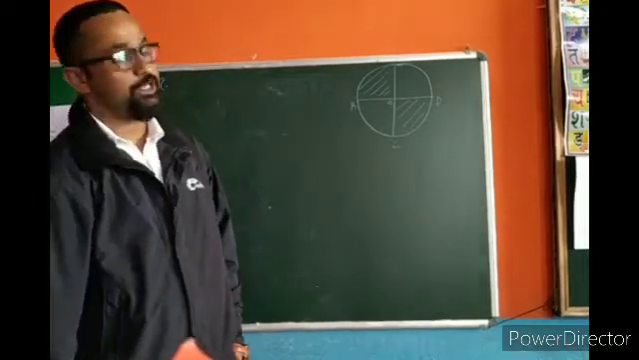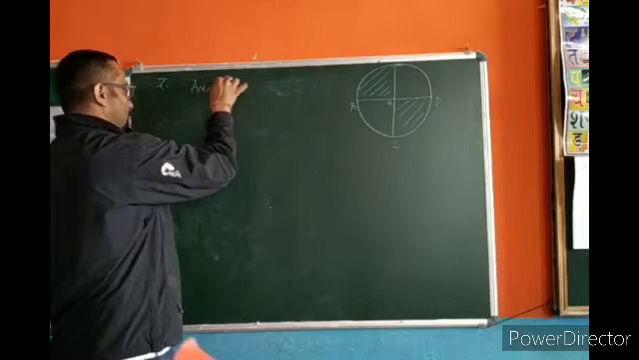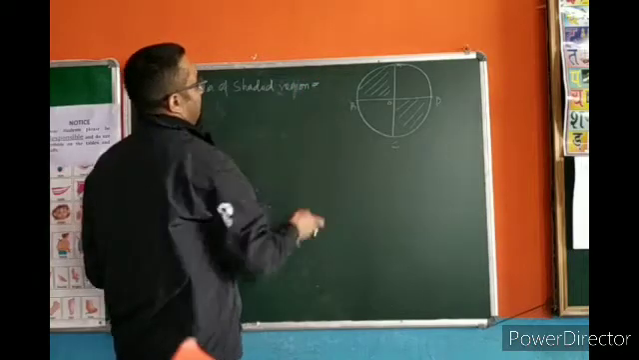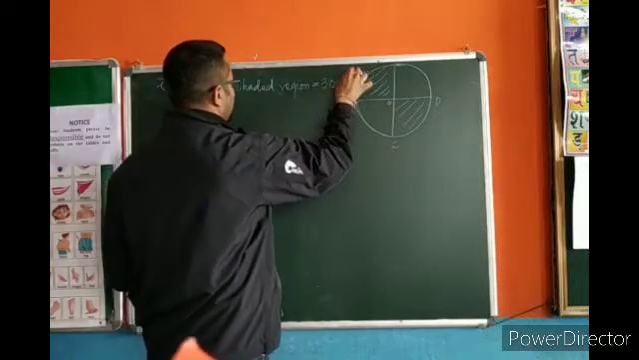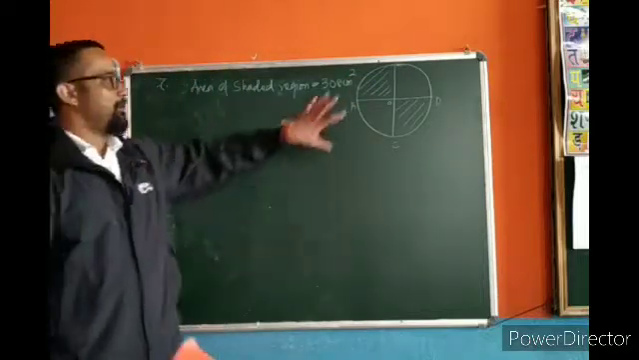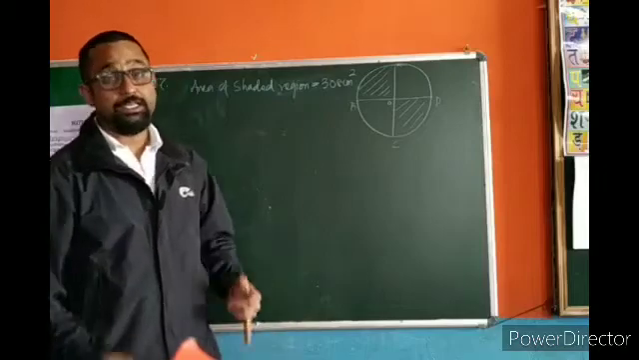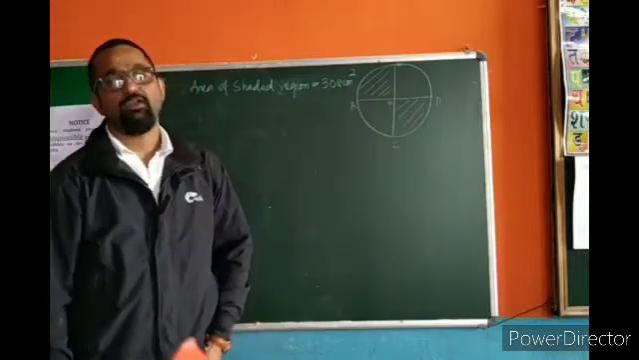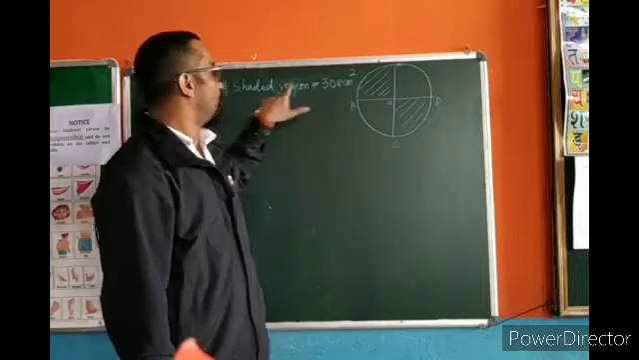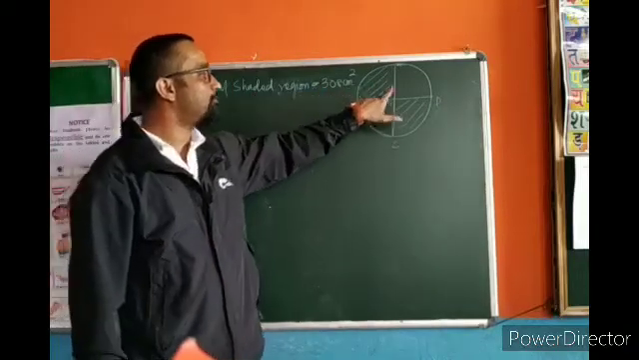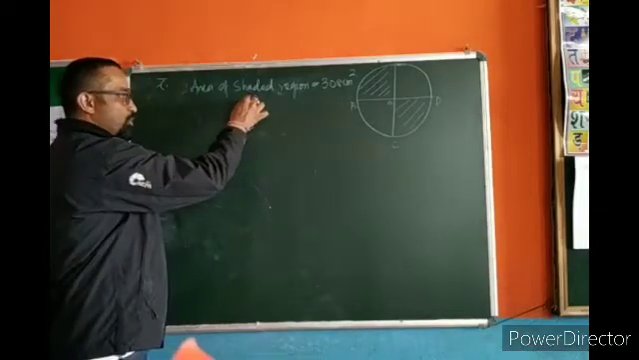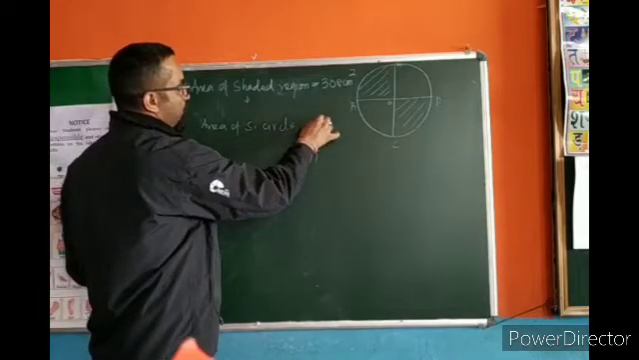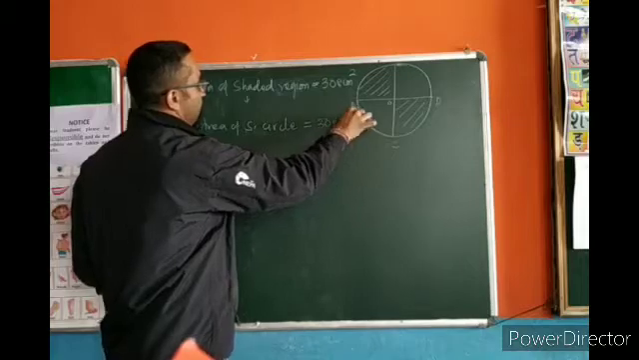Area of the shaded region is given. Area of shaded region 308 centimeters square. Look at the figure. Circle has been divided in 4 parts. Each part is known as quadrant. And when we add 2 quadrants, we get a semicircle. So area of shaded region is nothing but area of semicircle. So just below this we write area of semicircle equal to 308 centimeters square.